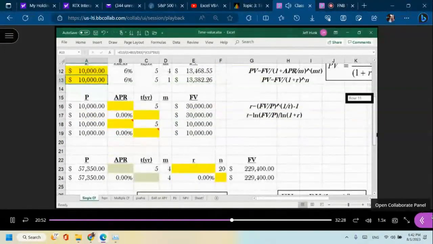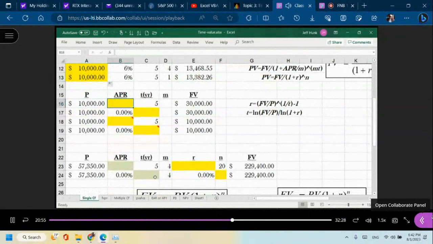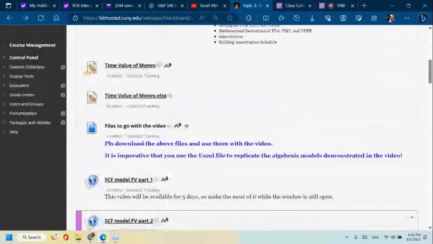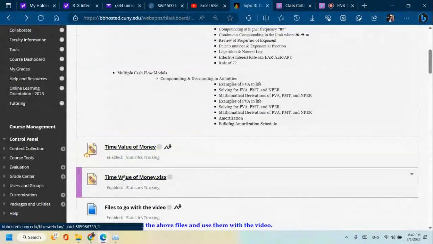Let's go to an example of finding R, the rate, right? So here, looks like you have $10,000 today, and okay, these examples, of course, I showed you where you can find them. This is Excel. This is that Excel file, right? This is that Excel file.